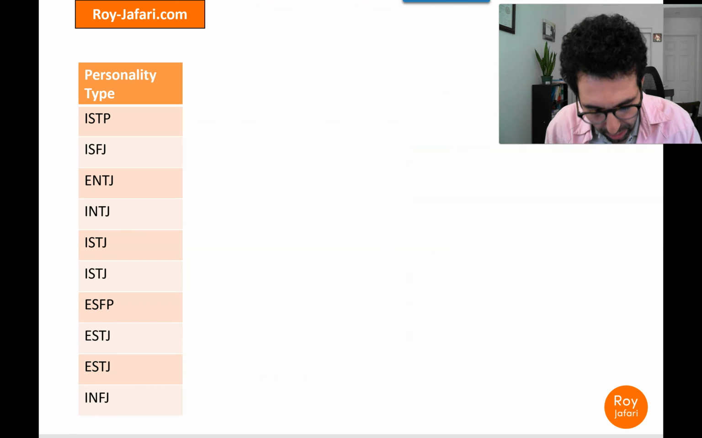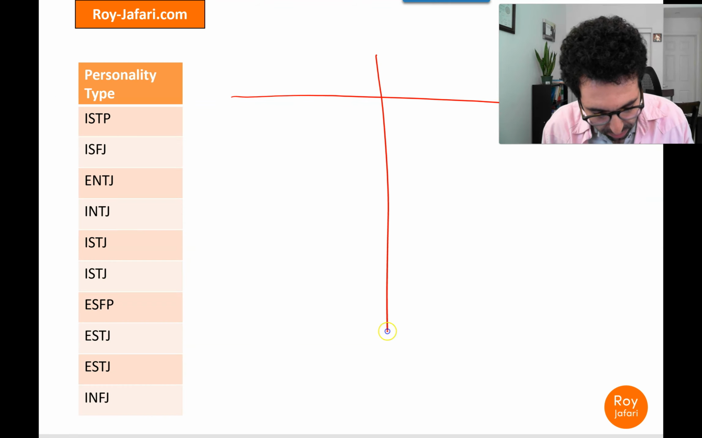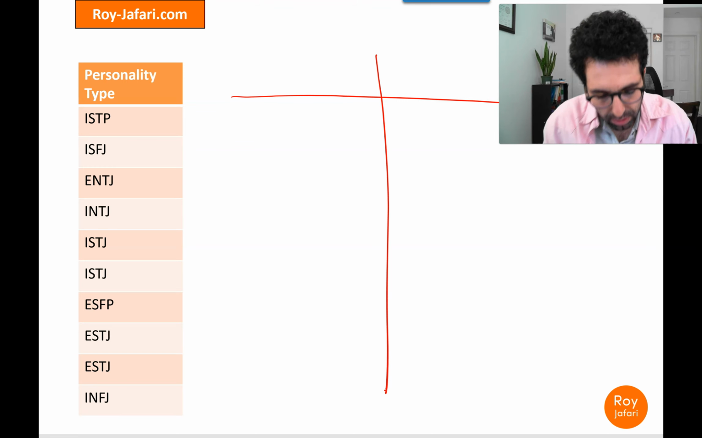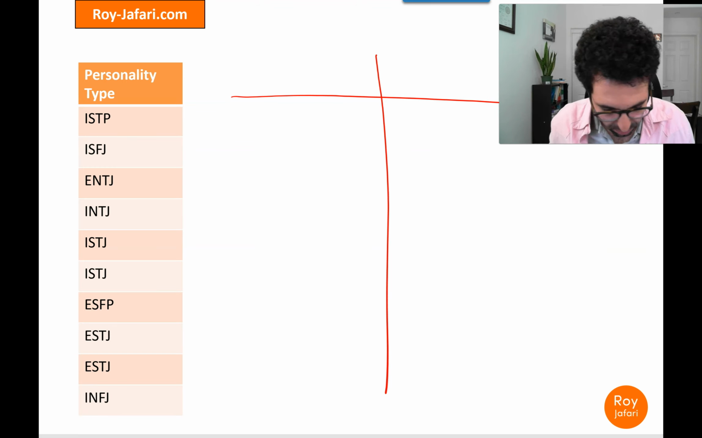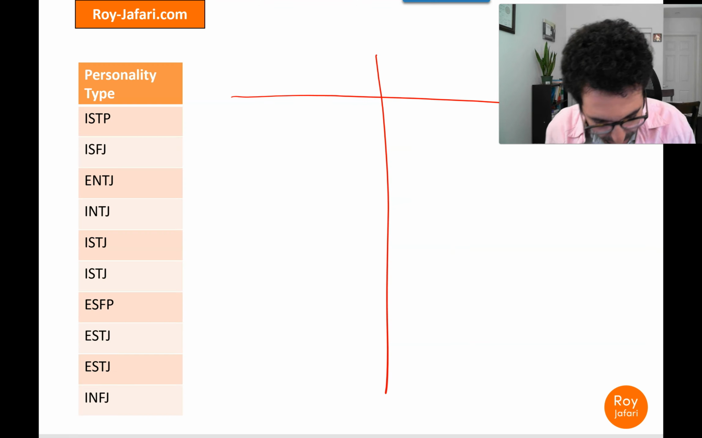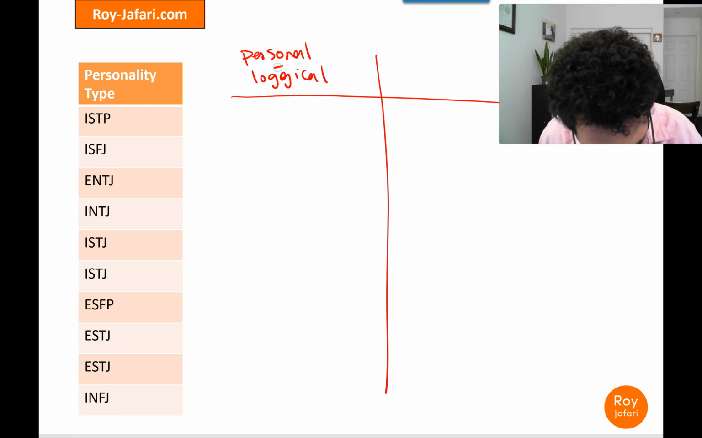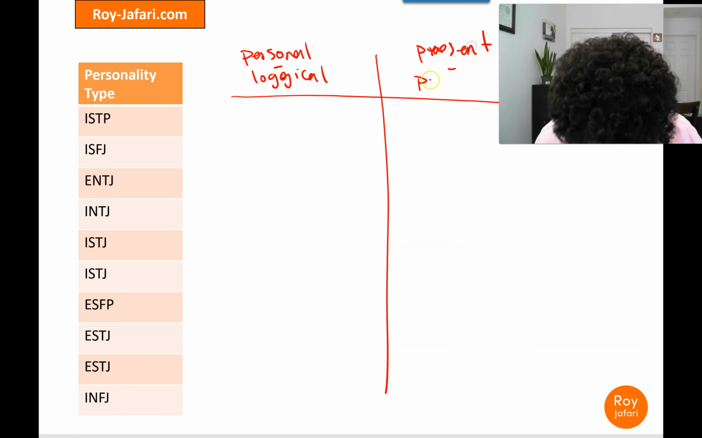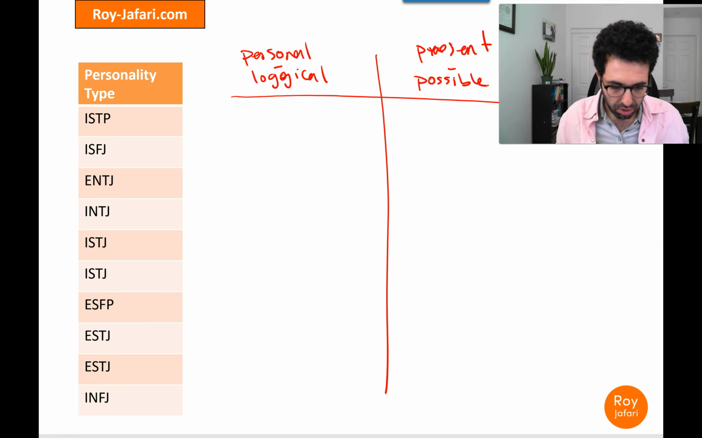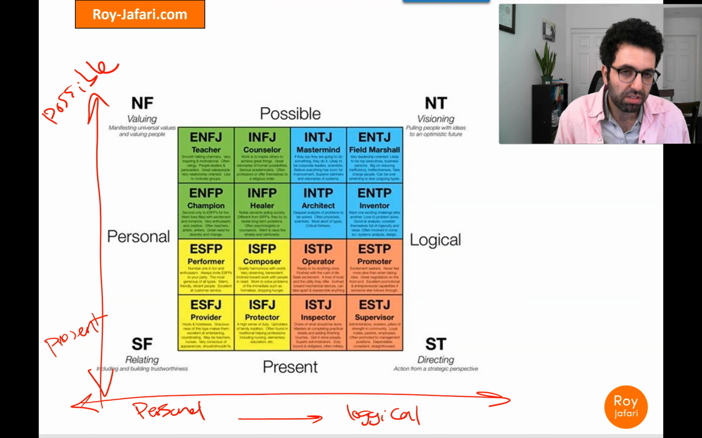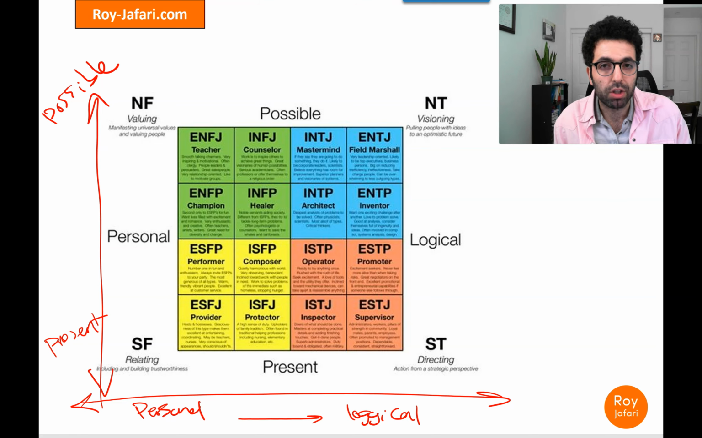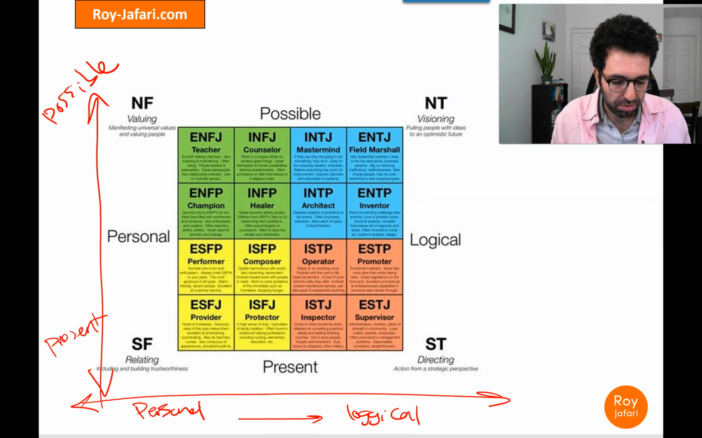We could say, okay, I've got two new dimensions here. One is the personal-logical spectrum, and the other one is present-possible, right? So now I could give them some numbers. I mean, these are all assumptions that you could be making if you have a good understanding of the theory of personality types, specifically MBTI.